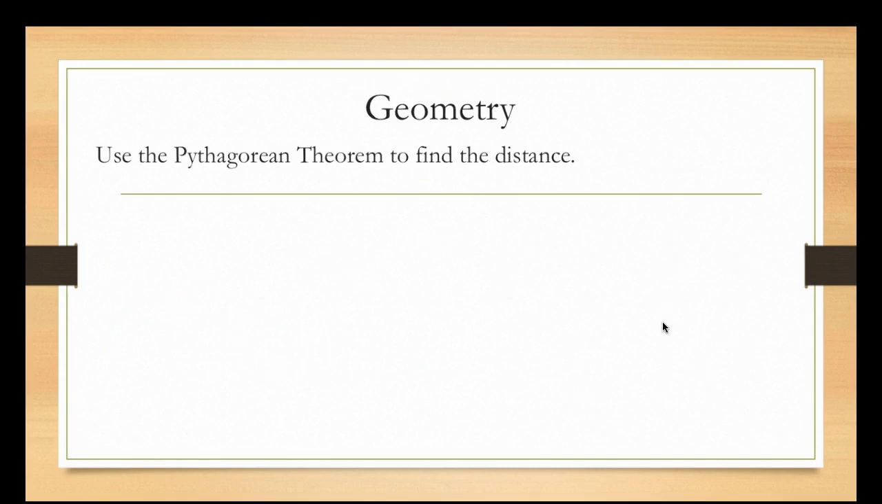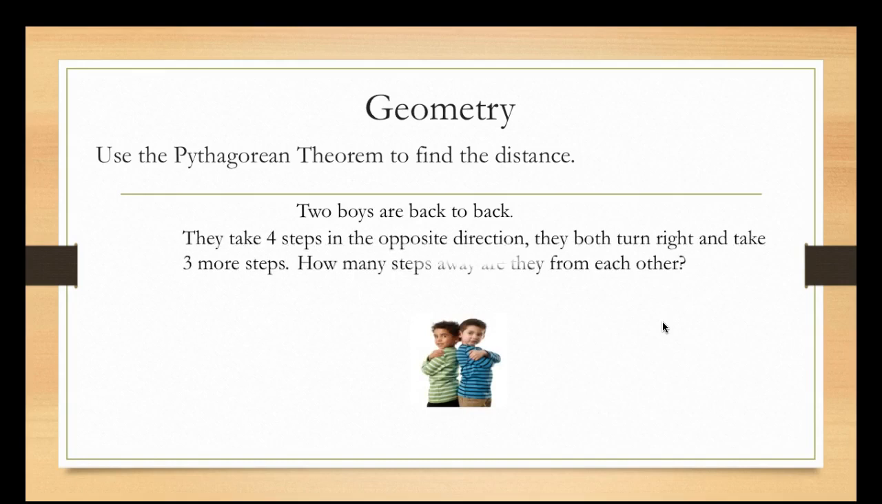So let's now use the Pythagorean theorem for a word problem. Imagine two boys are back to back. The boys take 4 steps in the opposite direction. They both turn right and take 3 more steps. How many steps away are they from each other? See if you can use the Pythagorean theorem to solve this problem. Please pause the video and I will give you the answer in a second.